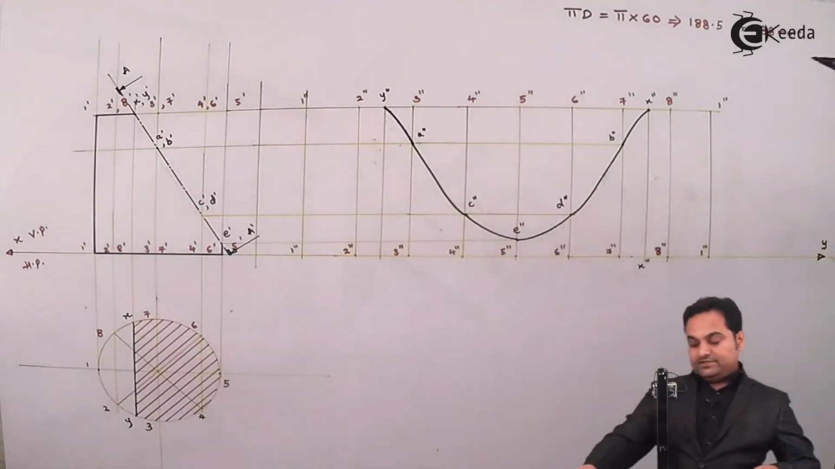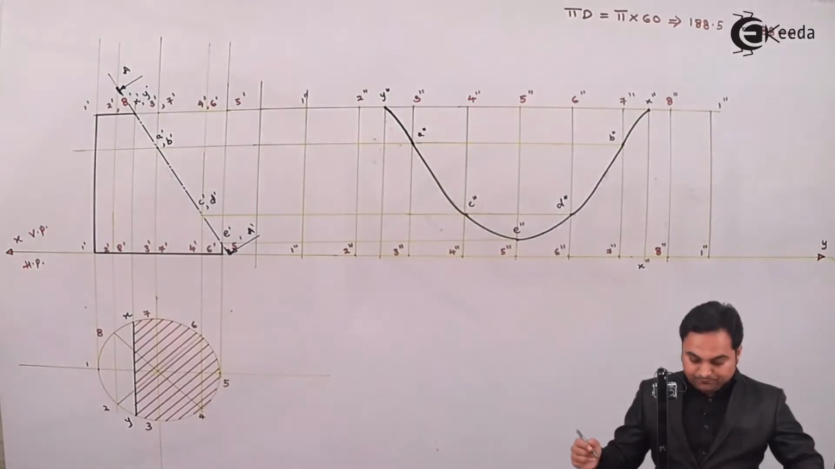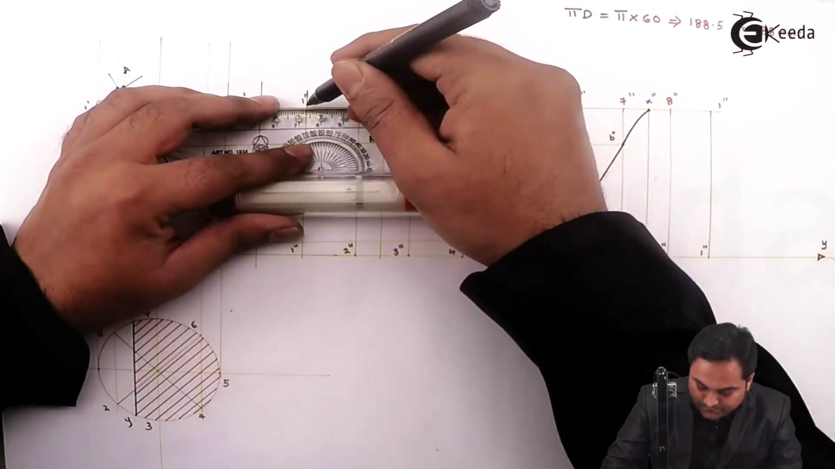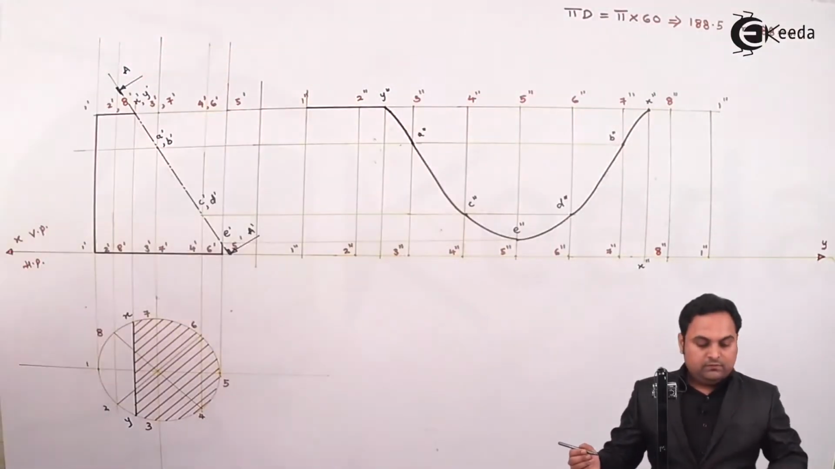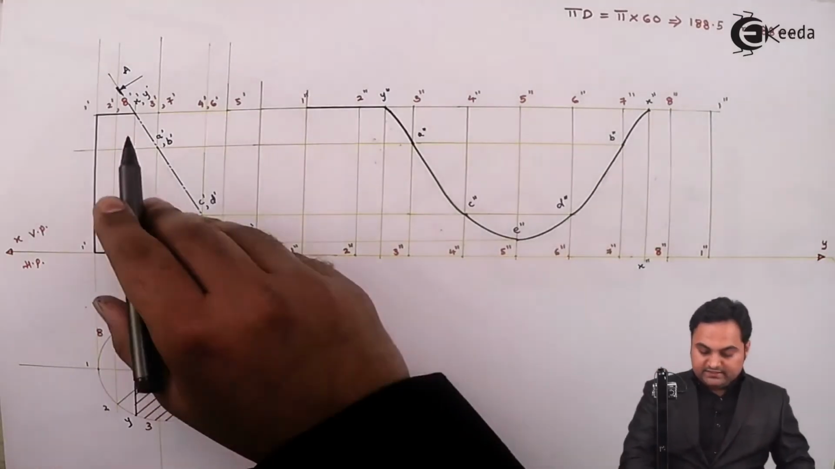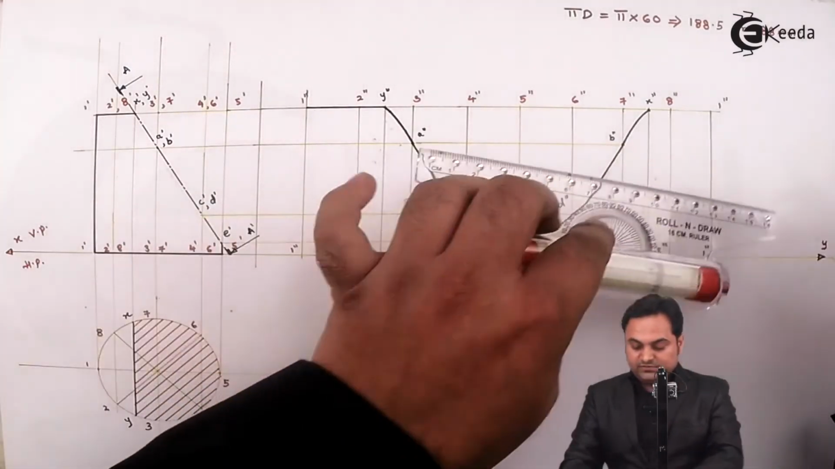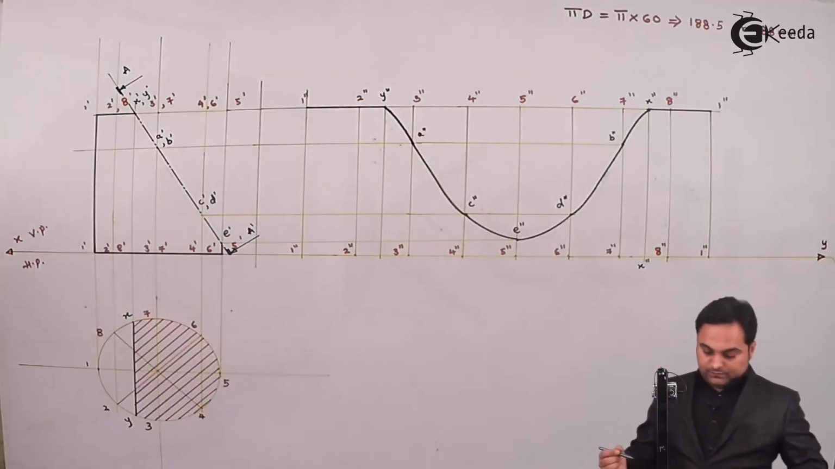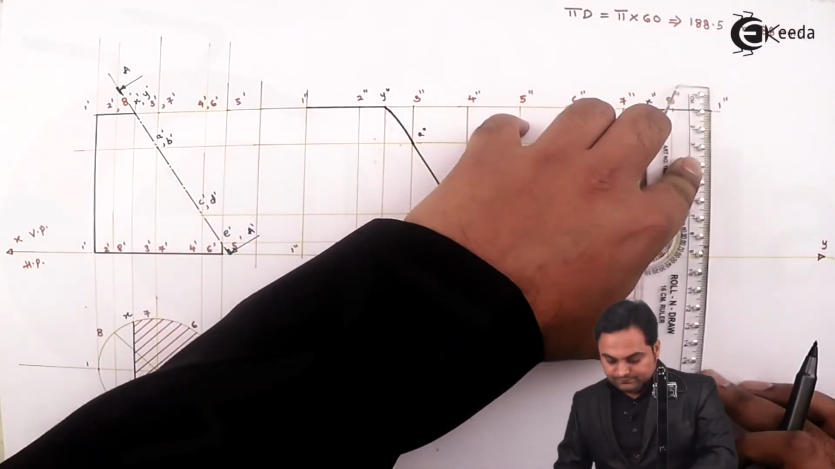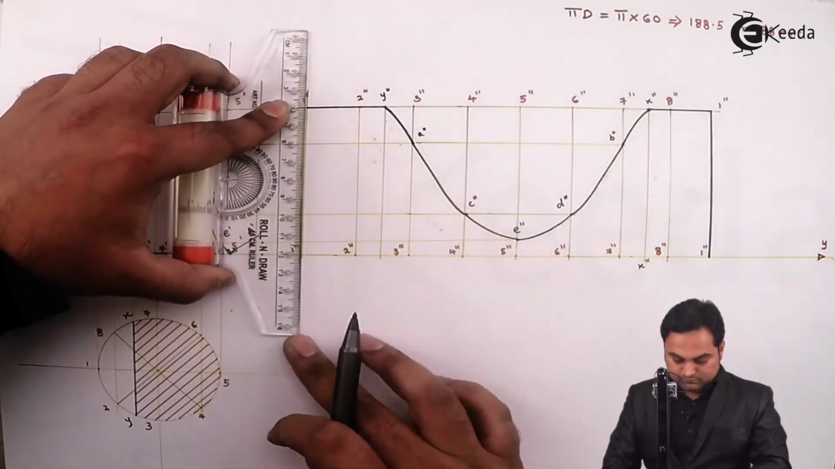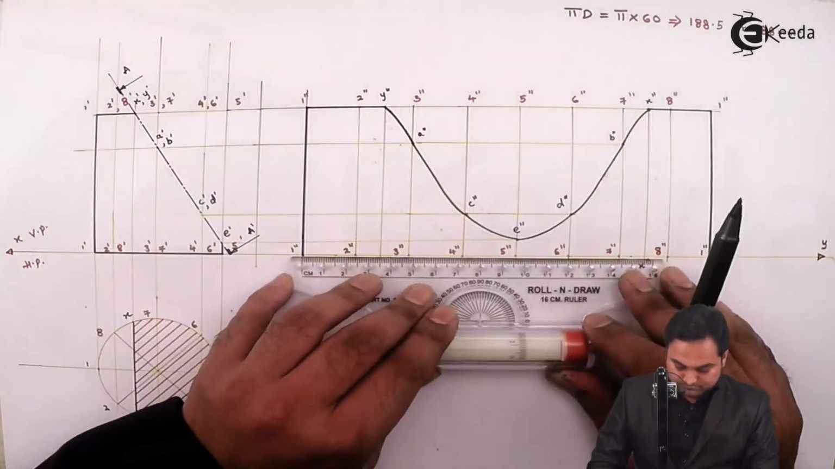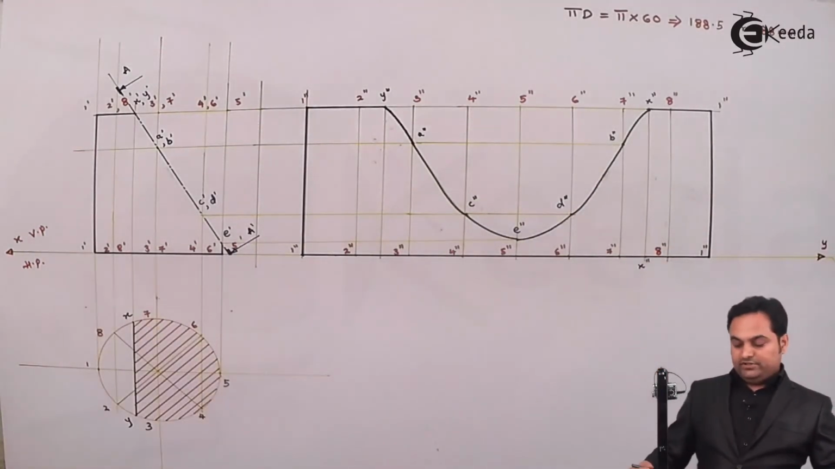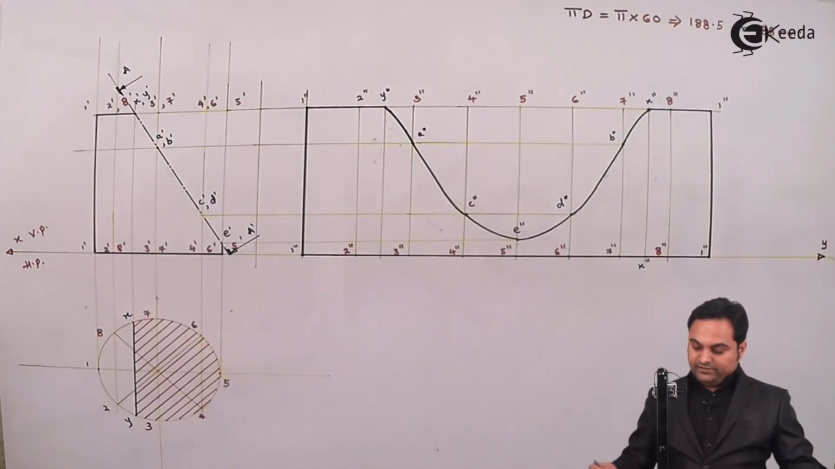Next, after joining all these points, now y dash and 1 dash are connected. So I'll connect y double dash to 1 double dash. Then even x dash is connected to 1 dash. So x double dash 1 double dash will be connected. Then the outline will be made dark. So here is the development of the lateral surface for this truncated cylinder.